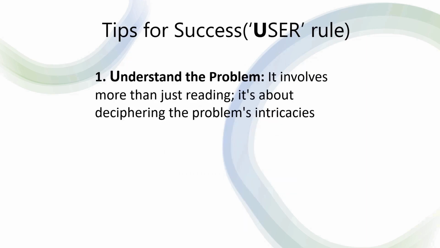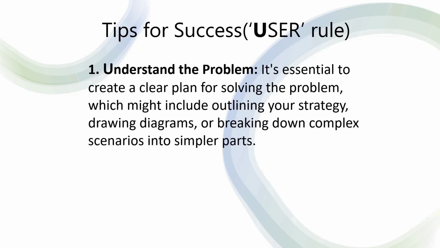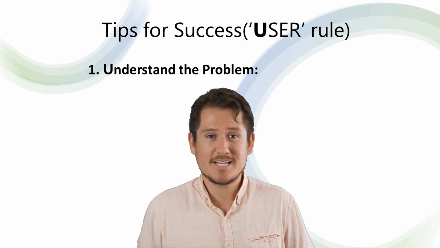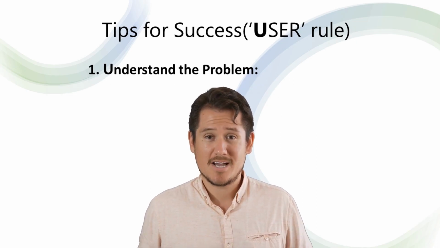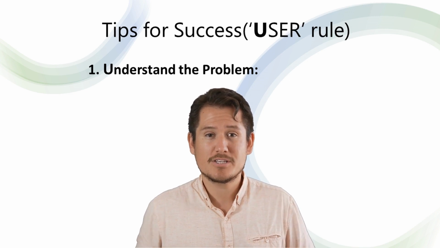1. Understand the problem. This initial step is the foundation for solving any word problem. It involves more than just reading. It's about deciphering the problem's intricacies. Begin by reading the word problem carefully, identifying key elements such as the unknowns, variables you need to find, constants, given values, and relationships, how the quantities are connected. It's essential to create a clear plan for solving the problem, which might include outlining your strategy, drawing diagrams, or breaking down complex scenarios into simpler parts. Understanding the problem ensures you grasp its nuances, helping you set a clear direction for your problem-solving journey.